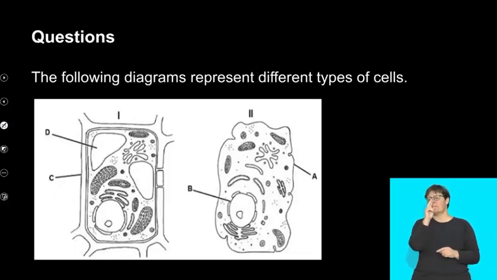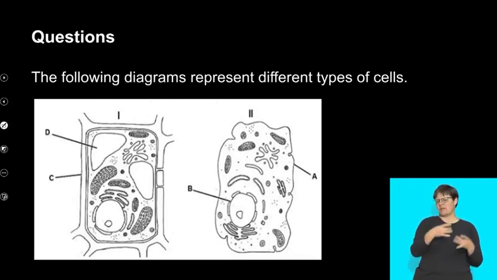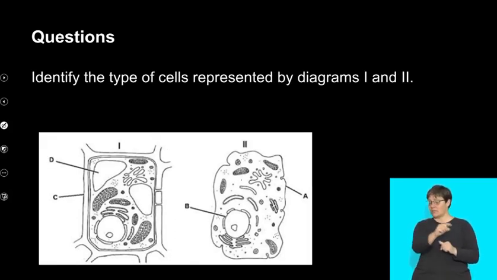Okay guys, so let's have a look at common questions that we can ask on this section. Very often you are given a diagram of a plant and an animal cell, and you need to be able to answer questions, tell the difference, etc. The question is: the following diagrams represent different types of cells. Identify the cells represented by diagrams 1 and 2.